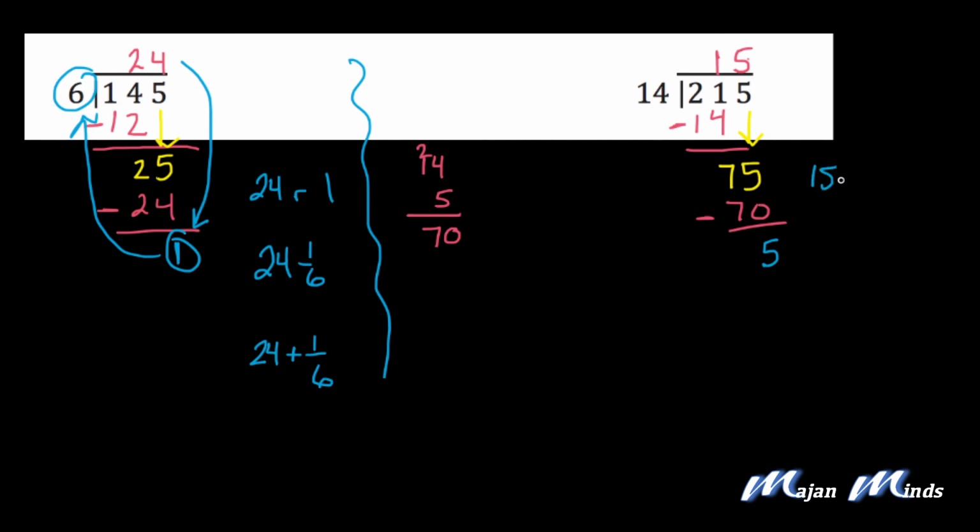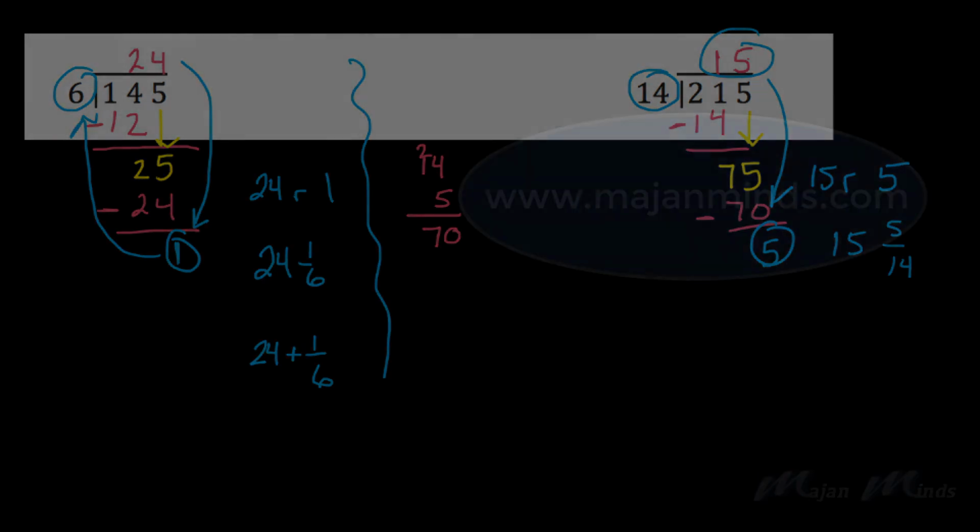So back to 4th and 5th grade, I could write 15 remainder 5, or I could write 15 and 5/14. And that's what we're going to need to be able to do in grade 12.